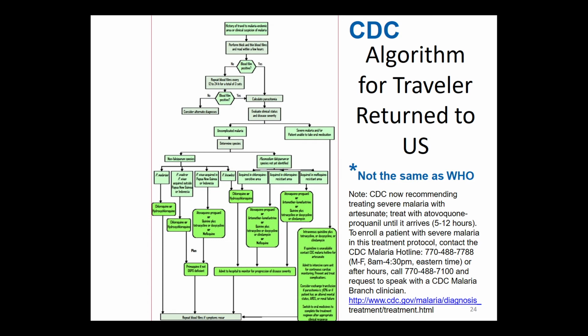So, a CDC algorithm for travelers who return to the US. What does it mean? It's an algorithm for travelers returning from countries which are not endemic for malaria. CDC now recommends treating severe malaria with artesunate, treating with atovaquone-proguanil until it arrives. To enroll a patient with severe malaria in this treatment protocol, you can contact the CDC malaria hotline.